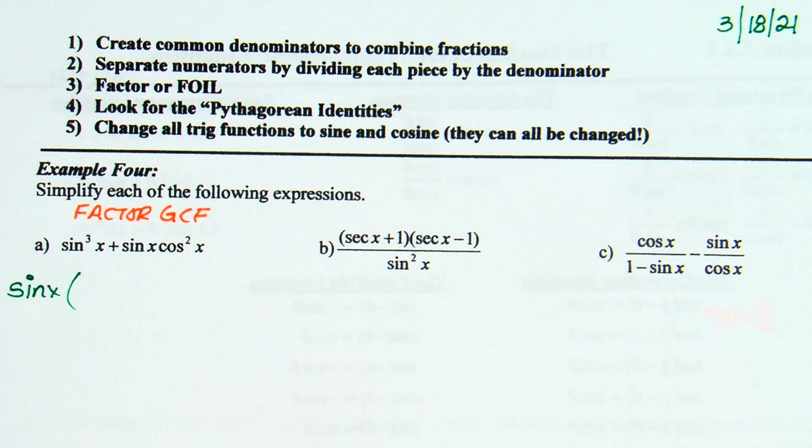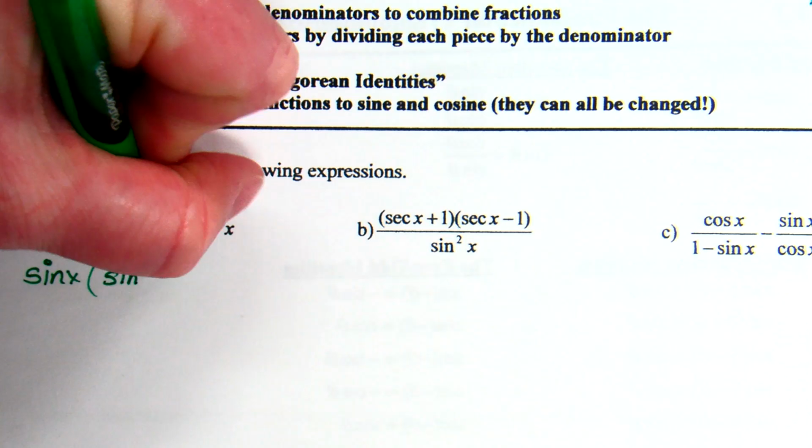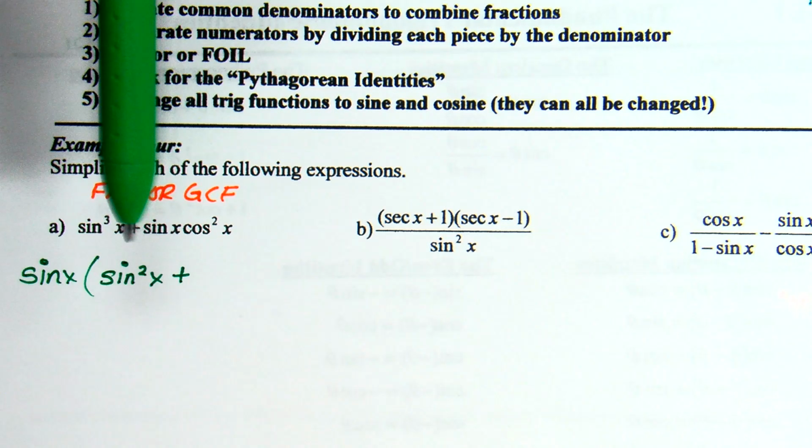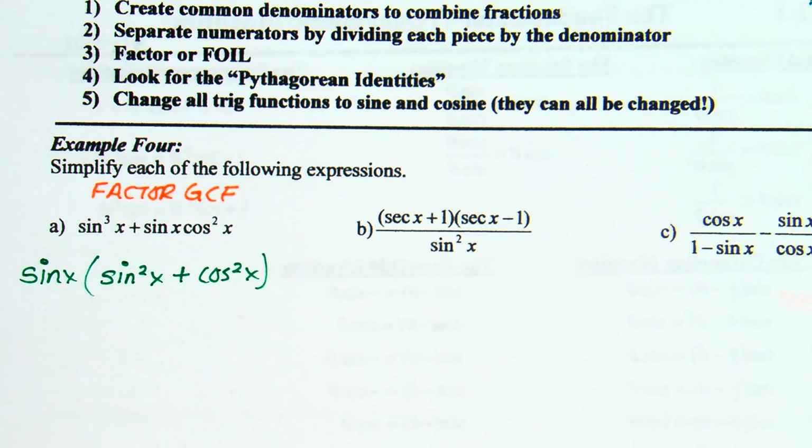X, y, theta, all just different variables. So if I factor out my GCF of sine x, think about dividing each of those terms by sine x. If I had sine cubed x, and I divide away a sine x, what's left? Sine squared x. Plus, if I had sine x cosine squared x, I divide away a sine x, what remains? Cosine squared x.